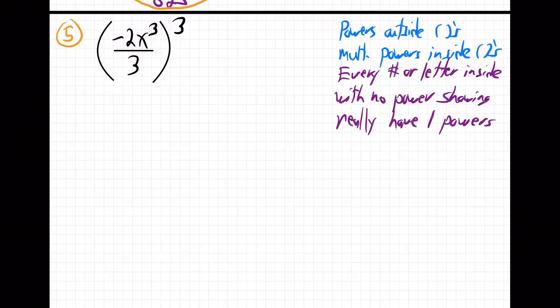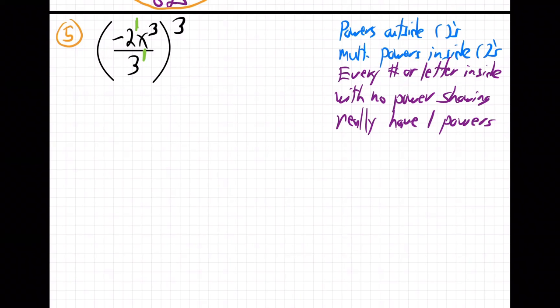So in other words, I'm going to show that. I'm going to put a 1 power here and a 1 power there because they really have those. Those are really there. Let me do them in a better color that shows up. You've got to show those 1 powers. They really are there. So every number or letter that doesn't have a power showing really has a 1 power, and you need to give it that power. Why is that such a big deal?